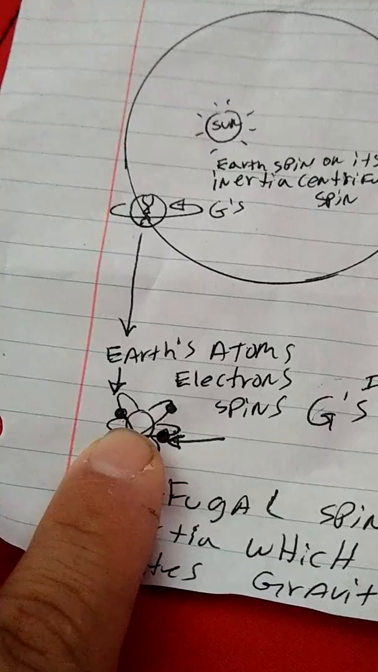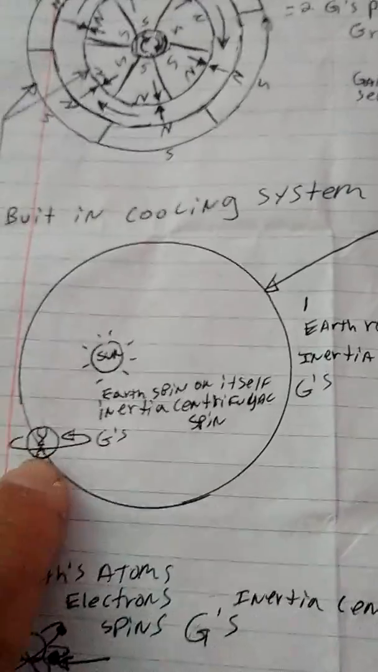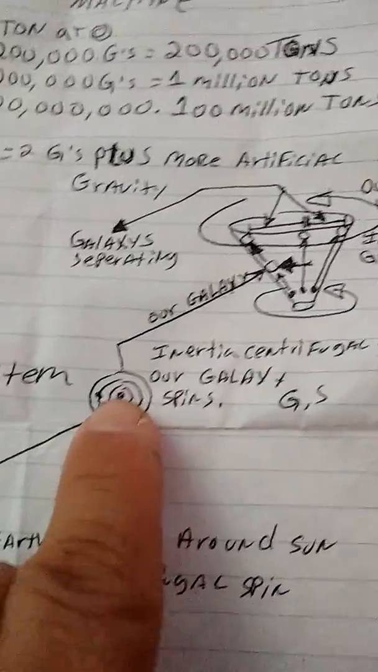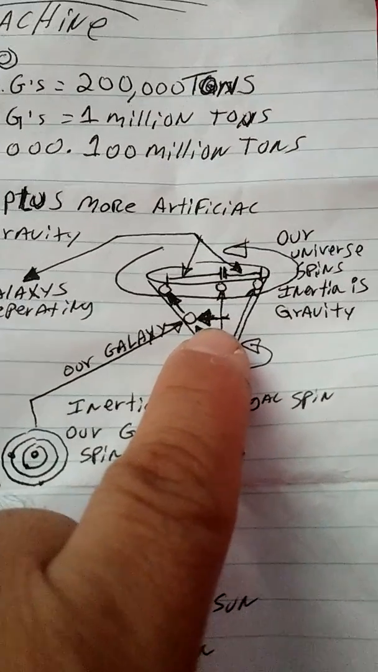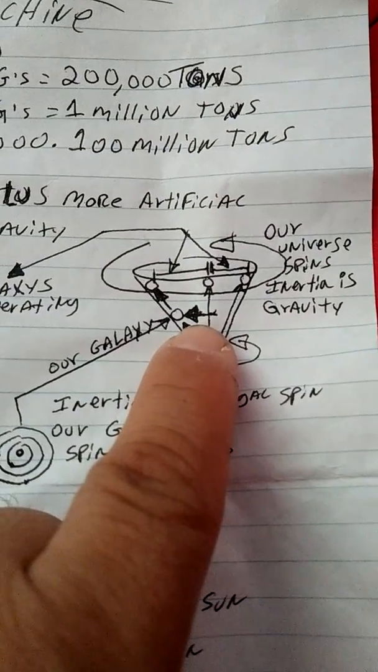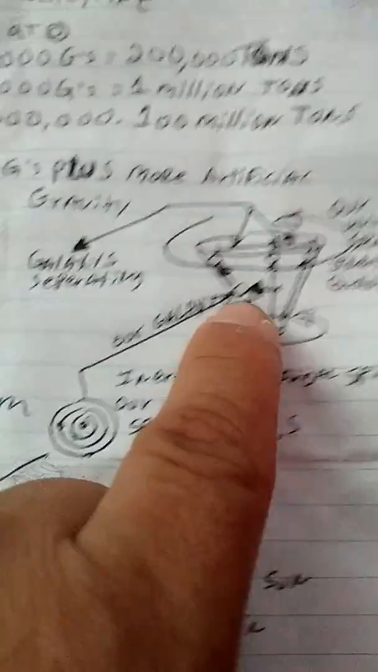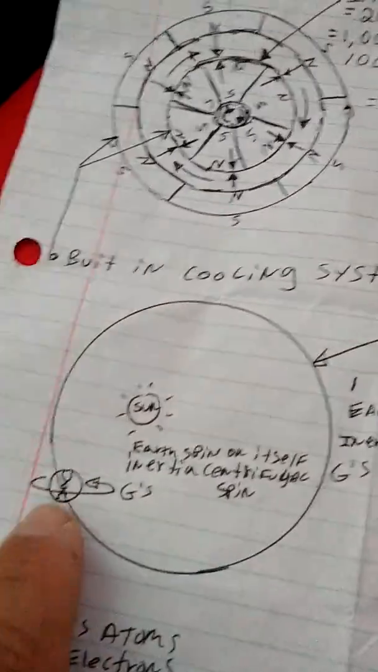So basically, any kind of inertia and spin, centrifugal force, whether it be an atom, rotation of Earth itself, the Earth around the Sun, rotation of our galaxy, and rotation of the fabric of time and space, or basically our universe, which is that. Everything spins. That spins. This spins. Around the Sun spins. Earth itself spins, and Earth's atoms spin. So everything has inertia. It's a sequence.